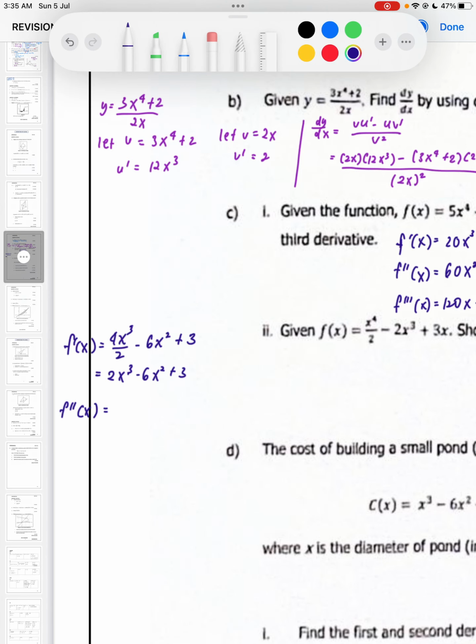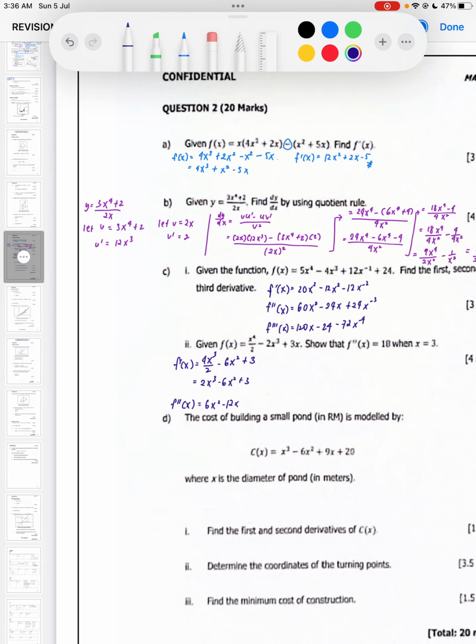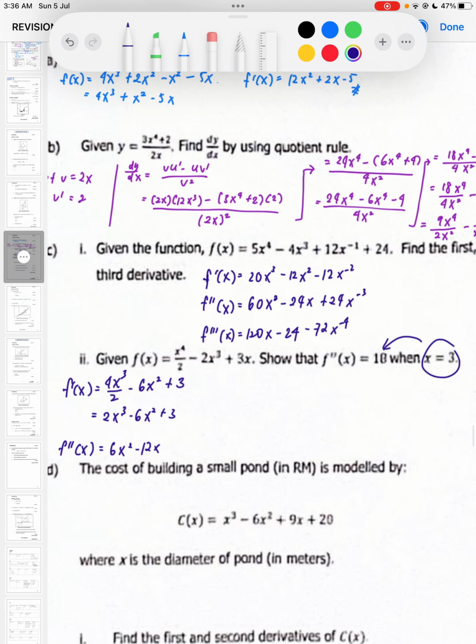Okay, so now f prime prime x is equal to 6x squared minus 12x. So that is f prime prime x. Now what the question wants is that when x equals 3, it is supposed to become 18. So let's substitute x equals 3: f prime prime 3 equals 6 times 3 squared minus 12 times 3. So 6 times 9 is 54, and then 12 times 3 is 36. So 54 minus 36 is going to be 18.